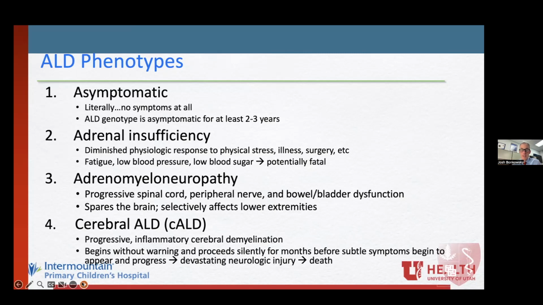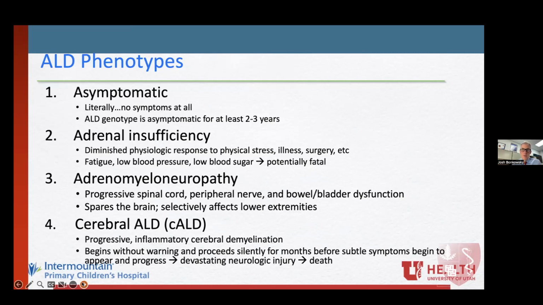The next type of thing that can happen with ALD is adrenal insufficiency. Another name for it is Addison's disease. It's where your own body doesn't respond to stress, because your body has to be able to respond to stressors in order to deal with an infection or deal with running a mile or something. And in severe cases, this adrenal insufficiency can be fatal, and the risk goes up over time.